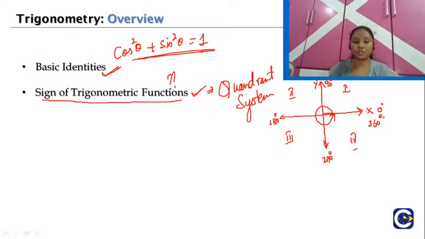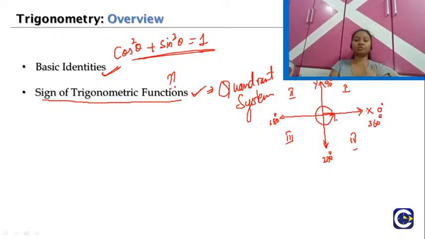So this is our quadrant system: 1, 2, 3, 4. For this quadrant system, to remember the signs of trigonometric functions in an easier way, we'll follow a general statement called "All Silver Teacups." The first letters of each word represent our trigonometric functions.